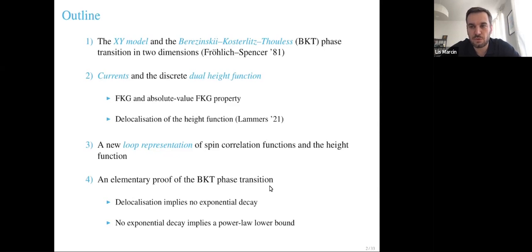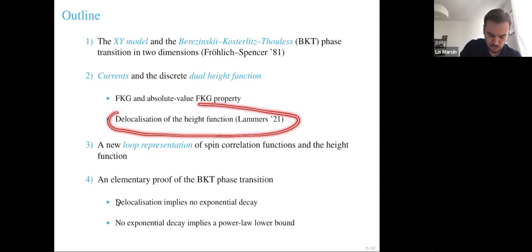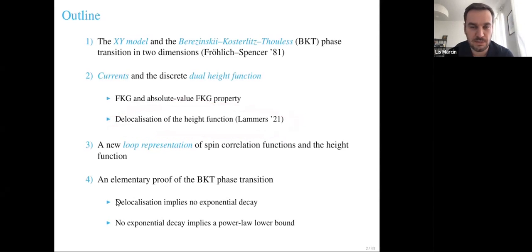After that, I will go on to introducing a loop representation of the model. It will be a random collection of loops, which carries both information about the height function, but also about the spin model. After I've introduced these 2 objects, I will be able to present you a new proof of this BKT phase transition, and it will be basically in 2 steps. The first step will be to show that delocalization, which we will have by Piet's result, implies that there is no exponential decay of correlations in the model. And then the second part is using more classical inequalities to show that no exponential decay actually implies a power law lower bound on the 2-point function.